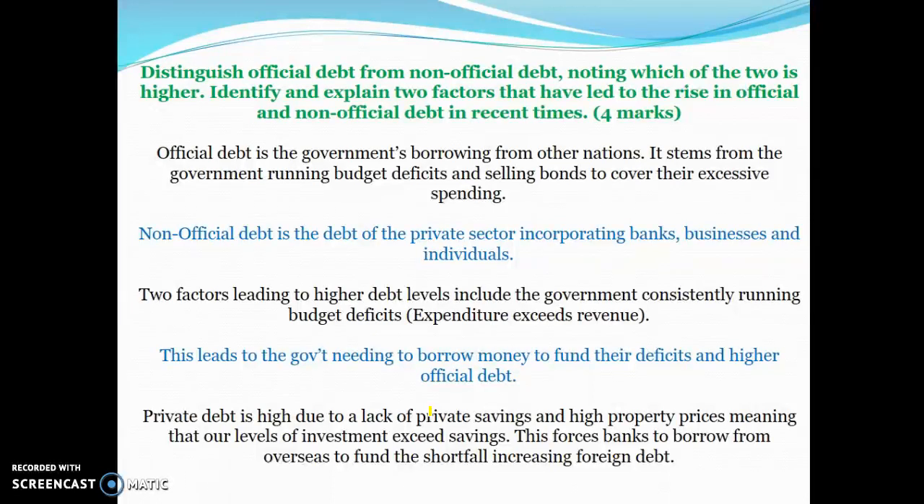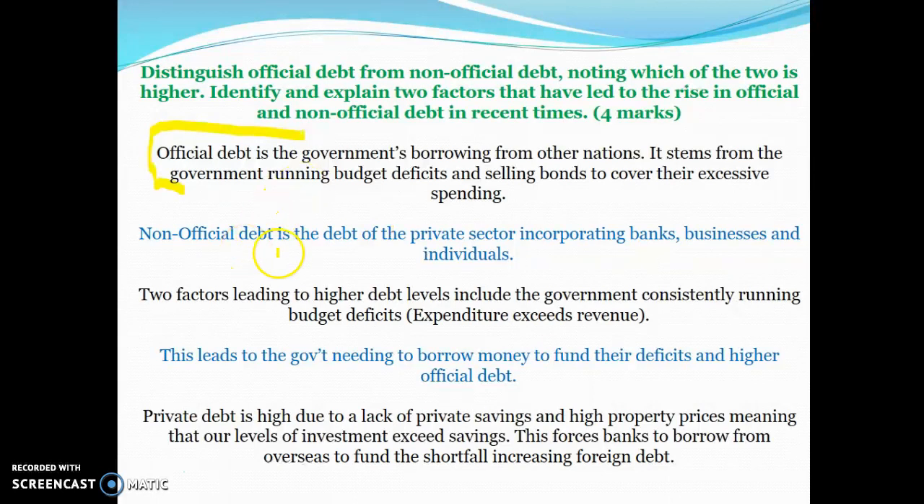Okay. Distinguish official debt from non-official debt, noting which of the two is higher, and identify and explain two factors that have led to the rise in official and non-official debt in recent times. I'll go a bit slower with this one because this is something we didn't do as much in class, but basically official debt is the government's borrowing from other nations. So it stems from when the government sells bonds to cover their excessive spending. So when they run budget deficits, they sell bonds because they need to fund their deficit, and that leads to an increase in government sector debt.